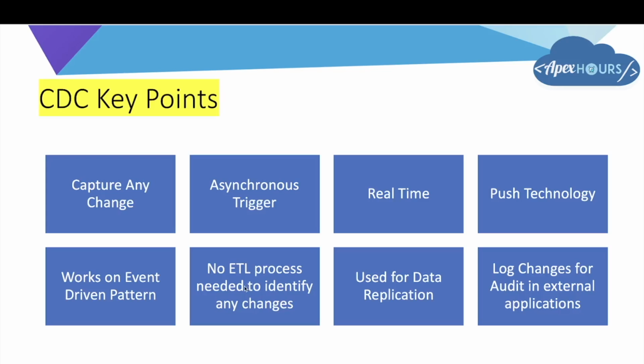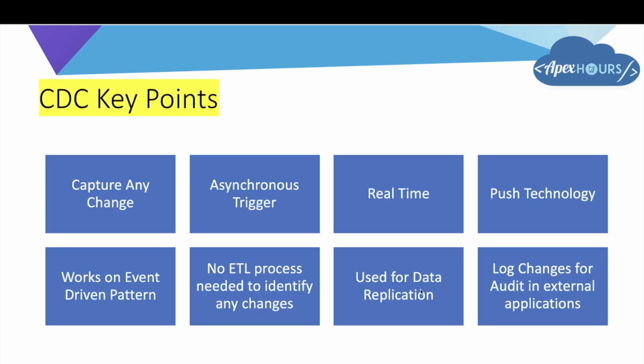We don't need any ETL process to identify any changes. So sometimes, in old times, what clients used to do is have an ETL process to detect any change happening in an object. Then based on that change, it would extract the information and put it in the external system, so that we have a freshness of data in the external system. But with change data capture, we don't need to do that, because we don't need to identify whether any change happened, because CDC will capture any change automatically, and it will publish the event accordingly.